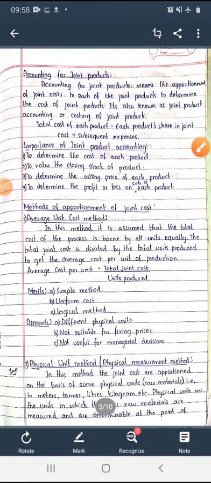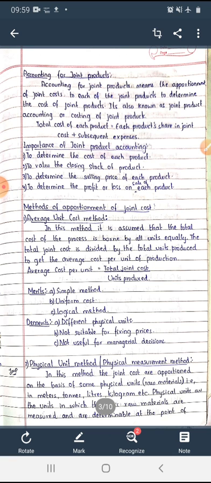Students, now we'll see the next part under the joint products. Under the joint products, the meaning, features, and advantages are over, and under the byproducts also over, and under the co-products and difference of all these is over. Next, first we'll see the accounting for the joint products, the methods and the problems.